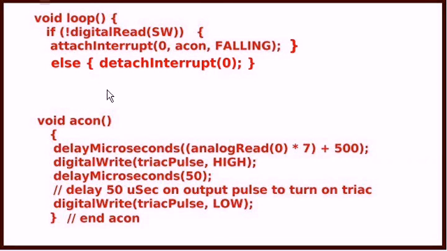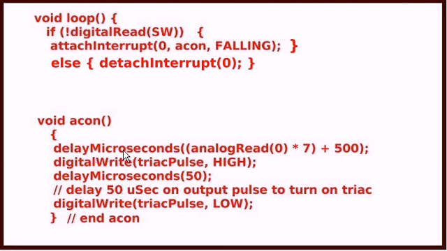This is down in loop, not in setup. Press the switch, I attach interrupt 0. I'm going to use the ISR routine AC on, and I'm going to use falling. If I don't press the switch, I'll have a detach interrupt and it does nothing. But with the interrupt attached, it's going to delay microseconds based on reading analog 0, the value of the pot, multiplying by 7 and adding 500.